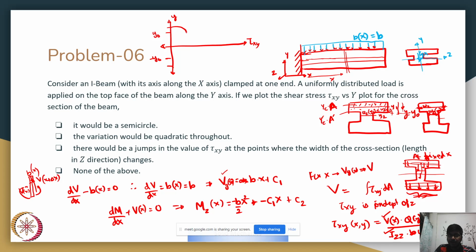So you would have something like this, a quick sharp change, then again till y equal to minus 2, again a sharp change going to 0 on the free ends. So this is how your overall plot should look. So option C is the one I think best describes this, that you have a jump in the value of tau xy at points where the width of the cross section, nothing but wz of y, changes.